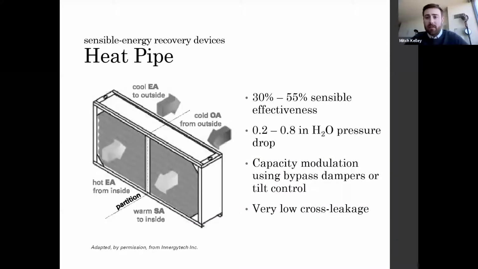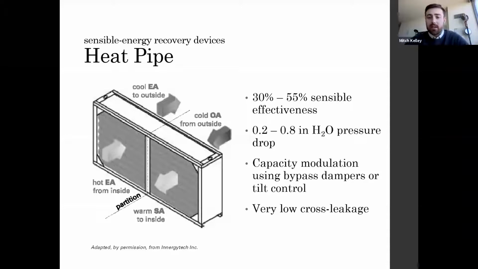A heat pipe looks a lot like a fin tube coil, but the larger individual tubes are separate, sealed, and filled with a heat transfer fluid, typically a refrigerant. A partition divides the heat pipe into separate evaporator and condenser sections. The refrigerant flows between these 2 sections without the need for a compressor or a pump. Heat pipes have an average sensible effectiveness, typically 30 to 55%, depending on the number of rows and tubes and fin spacing. Typical pressure drop ranges from about 0.2 to 0.8. Again, this is a coil.